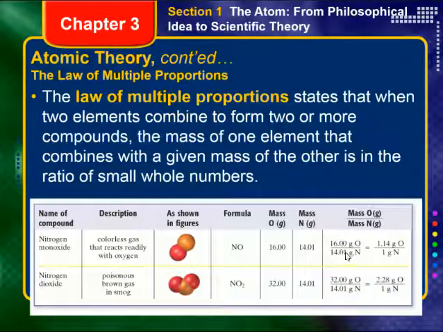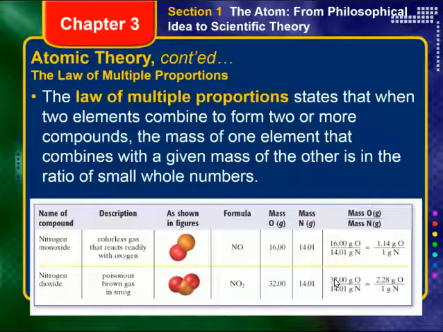What's going to happen is we're going to take our mass, whatever the mass of oxygen is, divide it by the mass of nitrogen. We're comparing them to one another. And so we have a ratio of 1.14 to 1. 1.14 grams of oxygen to 1 gram of nitrogen.